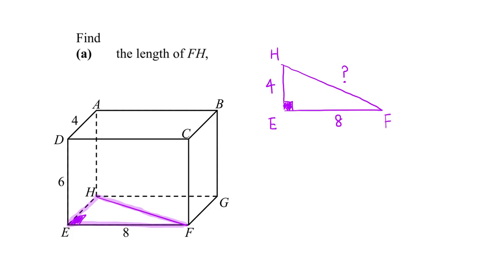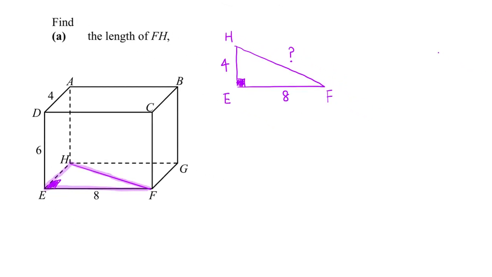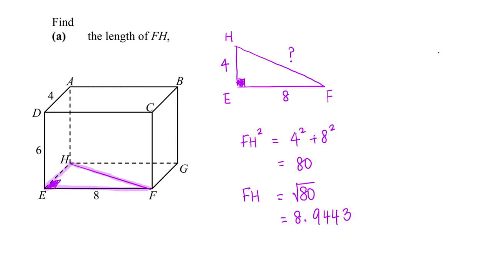And so, what do you think we should apply then? Yes, Pythagoras theorem. FH squared is equal to 4 squared plus 8 squared, which is equal to 80. So I would be able to get FH, which is the square root of 80. And in this case, 8.9443 to about 5 significant figures, followed by the 3 significant figure answer.